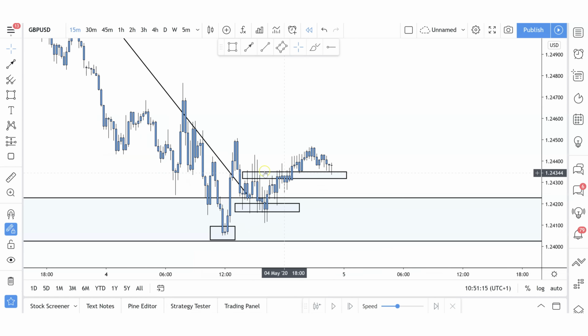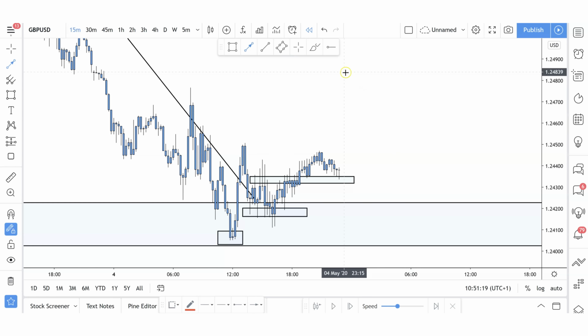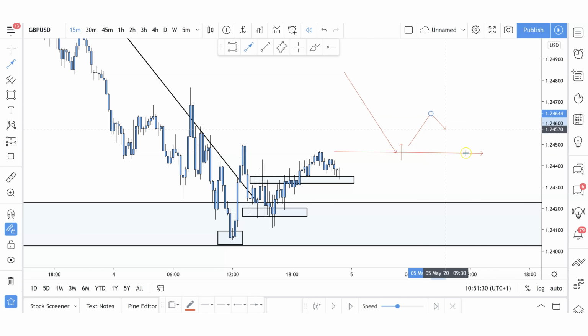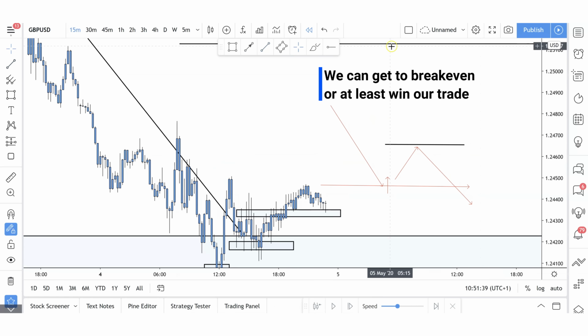Now remember, it's not a single line, it's an area in the market. Let's understand the phase of this. Strong push phase on the 4H. Wick rejection was formed into a key level in the market. Now, if this is going to be sell by structure and the market's going to exhaust and continue, we want to make sure that if we're taking a buying opportunity against a very strong bearish structure, that we can get to break even or at least win our trade before price gets back there.